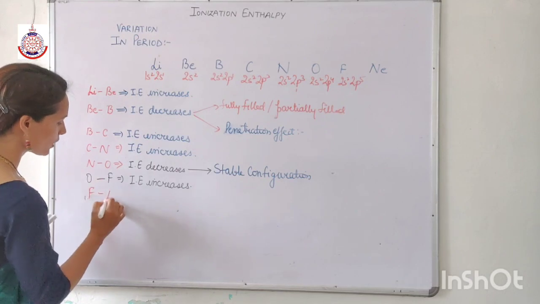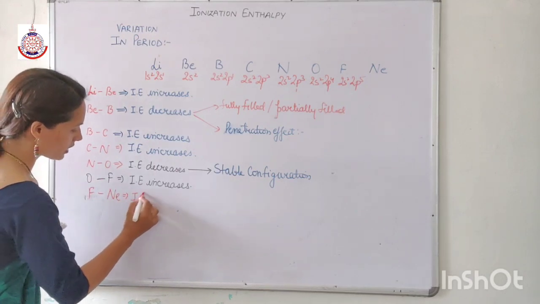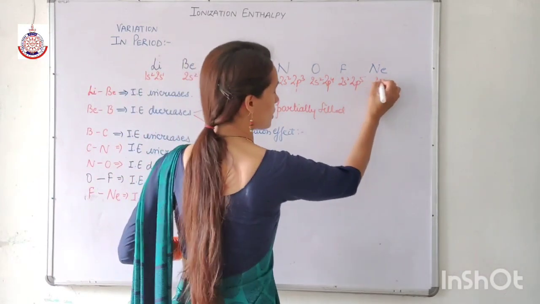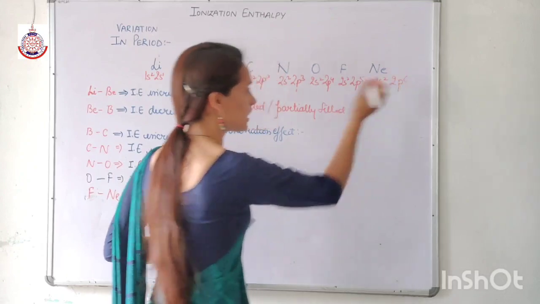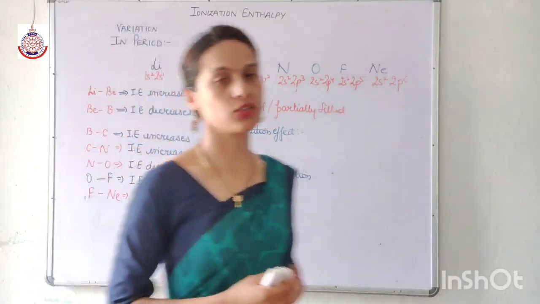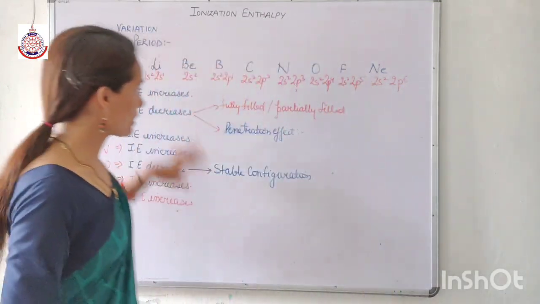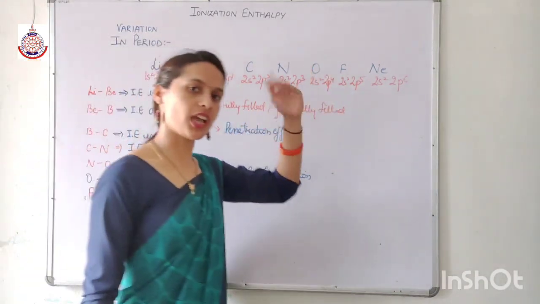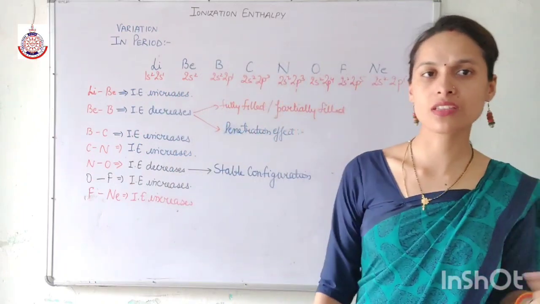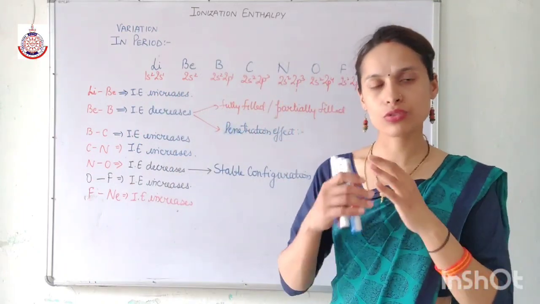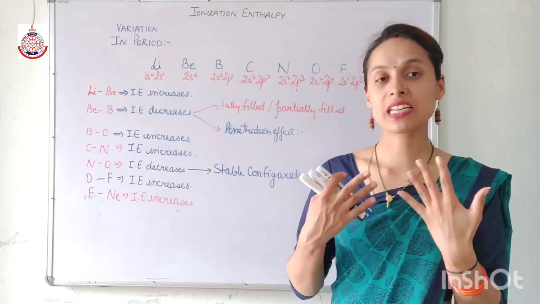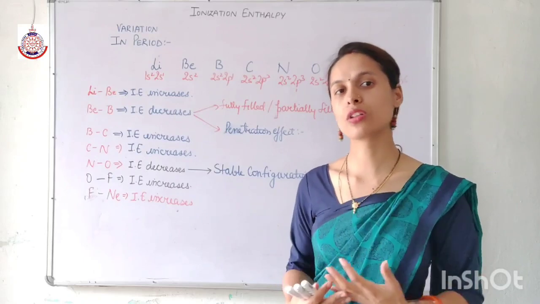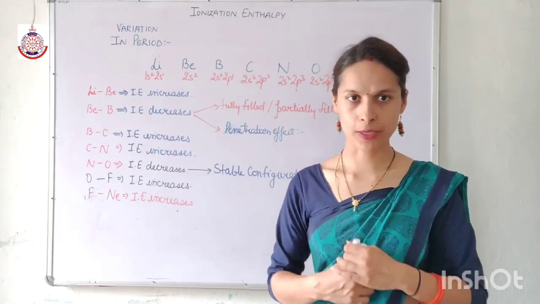And when we move from fluorine to neon, ionization enthalpy increases because in neon the electronic configuration is more stable. So it becomes very difficult for us to remove the electron from neon. So in this way, the ionization enthalpy varies in a period. In general, ionization enthalpy does increase on moving left to right, but it is not necessary that at each element ionization enthalpy increases, because other factors also influence ionization enthalpy.